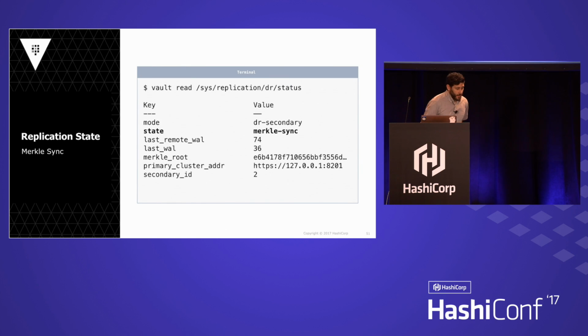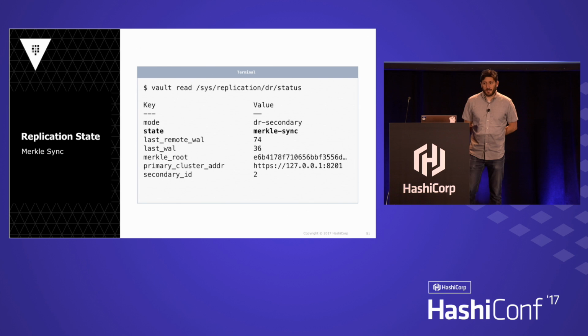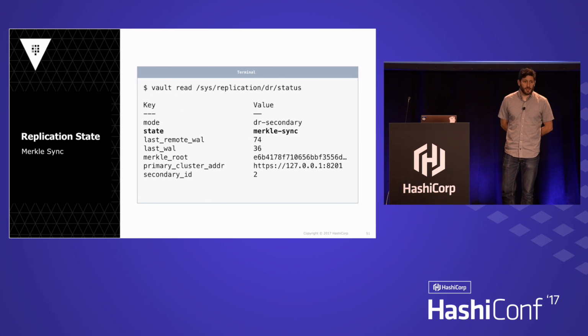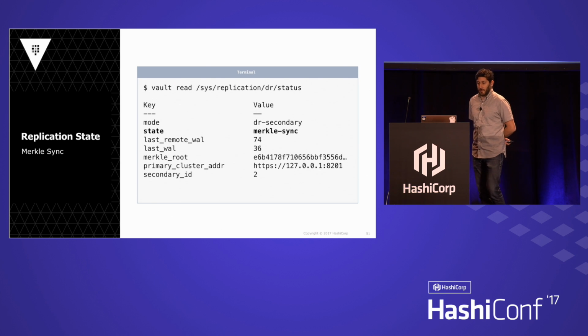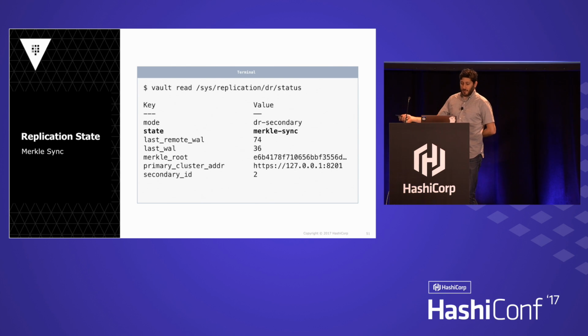And so after doing a Merkle diff, your secondary now has a list of all the things it needs from the primary to catch up, and it switches into Merkle Sync mode. So if you do a DR status command here, we see that the state is now in Merkle Sync. And this means that the secondary is reconciling itself with all those differences that it just got from the primary.